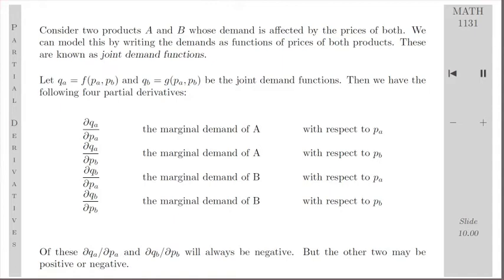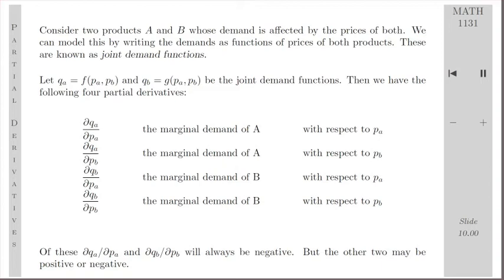Our textbook changes the direction of the function. In this case, they write Q, the quantities demanded, as functions of the unit prices. The analysis works the same way if you reverse that function, but I will just stay with the textbook's approach. So I have the demand for product A per time period given as a function of the unit price of both A and B. So QA is some function of PA and PB. Similarly, QB is a function of PA and PB as well.